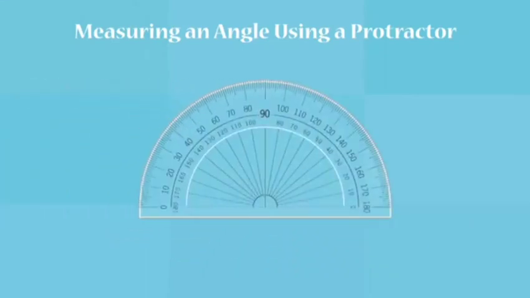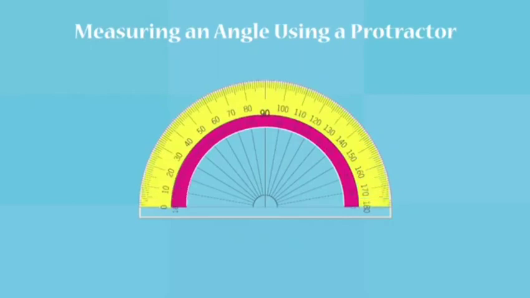We use an instrument called the protractor to measure an angle. You can find it in your geometry box. The protractor has 2 sets of measurements written on it. These are called scales. There is an inner scale and an outer scale, both having 0 degree to 180 degree in opposite directions. The midpoint of the baseline is called the center point.